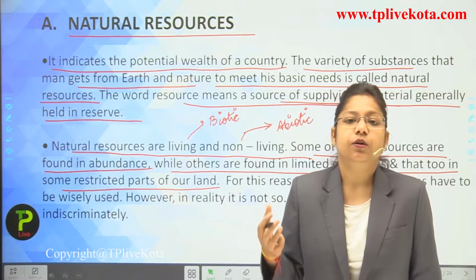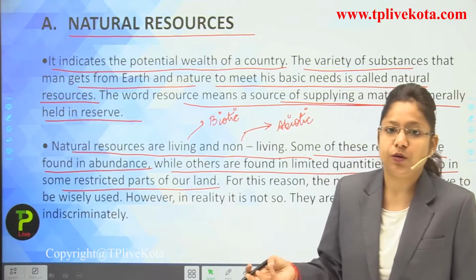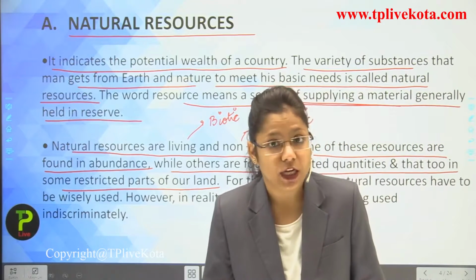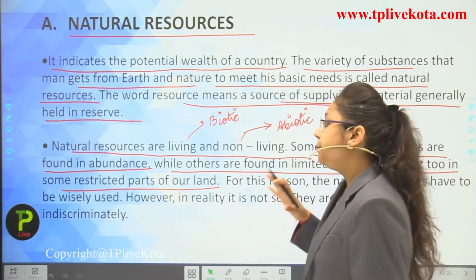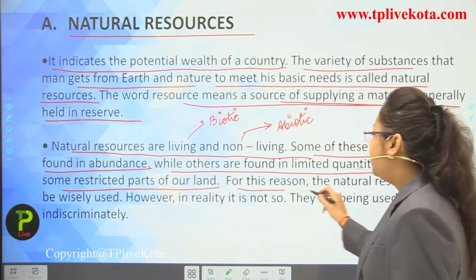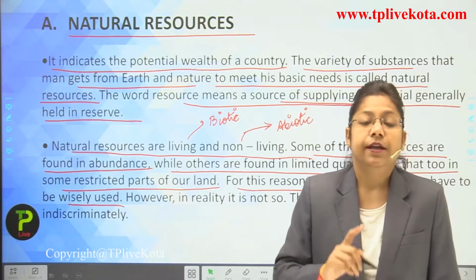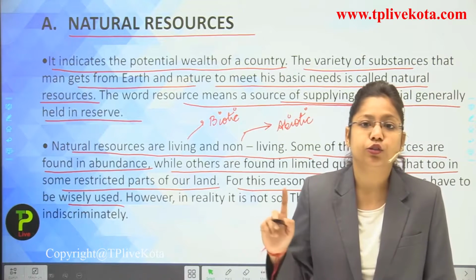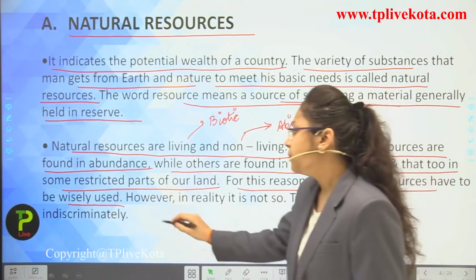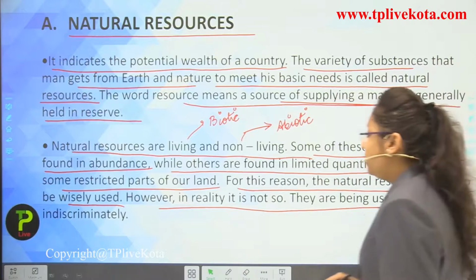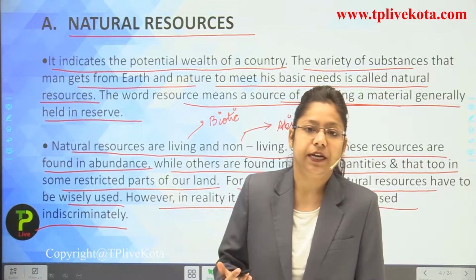Coal is limited. Petroleum is limited, and through petroleum we get different kinds of products like petrol, diesel, kerosene, paraffin wax, lubricating oil, residual oil. So all these resources are restricted to parts of our land. Now for this reason the natural resources have to be wisely used. It should be taken into consideration, and the government should also put some proper rules on people so that they do not overexploit these resources. However, in reality it is not so. They are being used indiscriminately. So this is important. We are just using them indiscriminately.